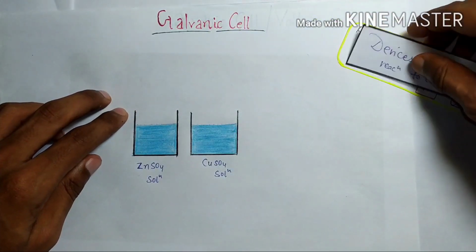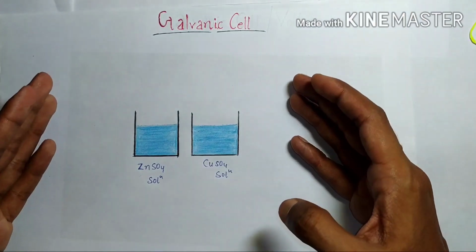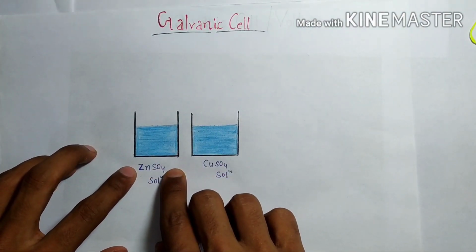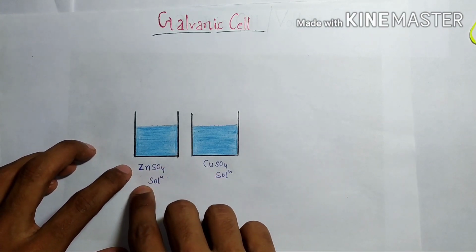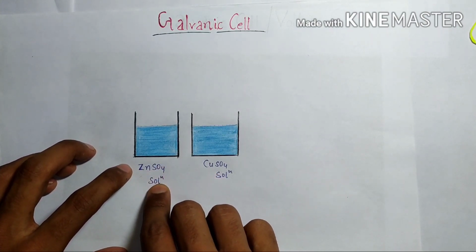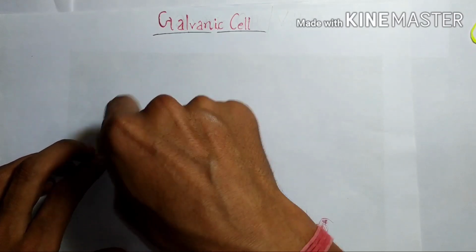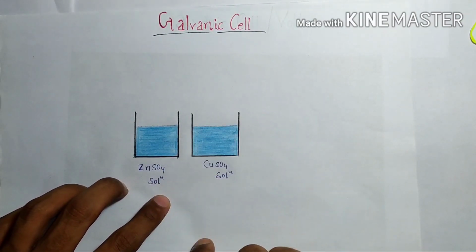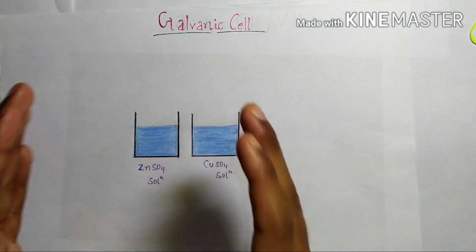Now we see how to construct the galvanic cell step by step. First of all, you have to take two beakers. The first beaker has the ZnSO4 solution. You have to make a ZnSO4 solution, and then you have to make a CuSO4 solution, right? Okay. Now the solutions have been made.